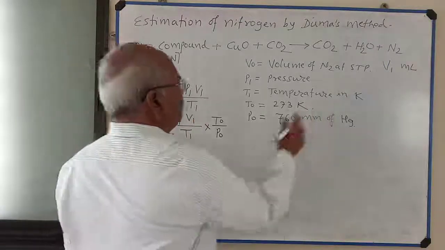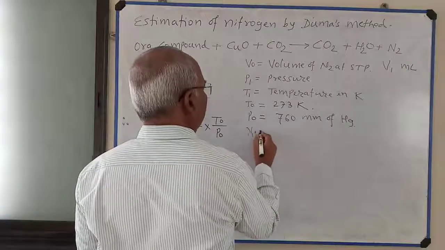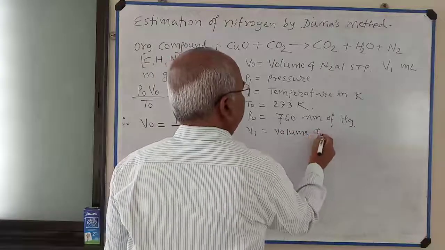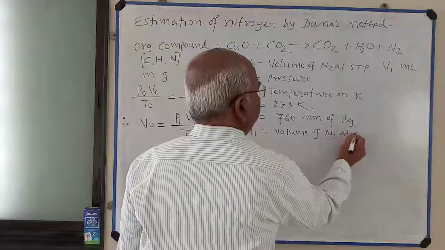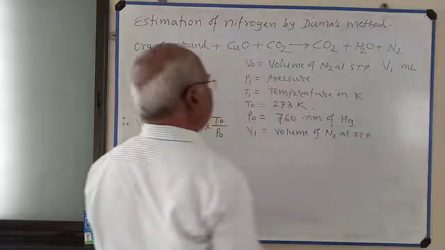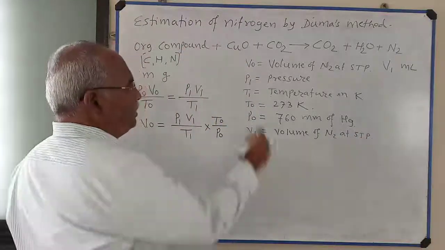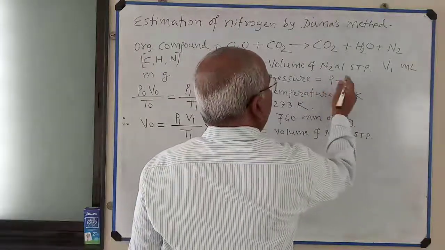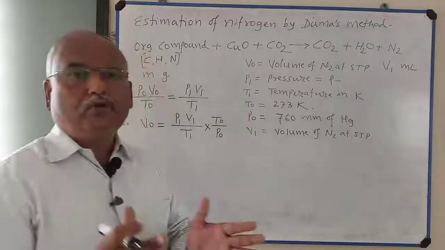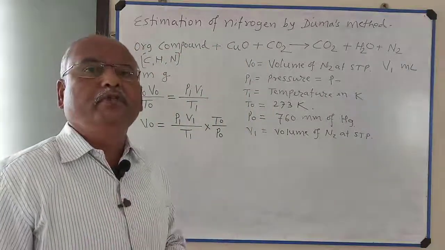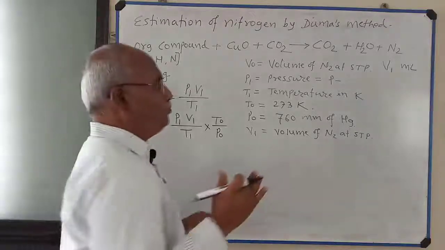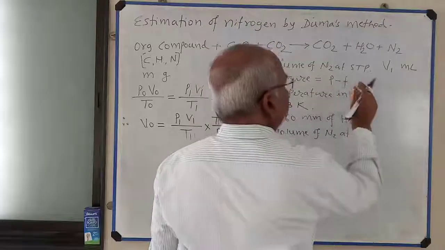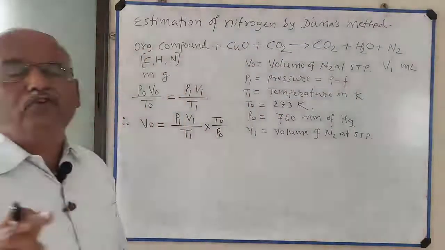Phi1 is equal to volume of N2 at STP. Now here P1 is calculated like this. Pressure of moist nitrogen. Nitrogen is collected in nitrometer above KOH. Pressure of moist nitrogen minus F. F is aqueous tension of water.